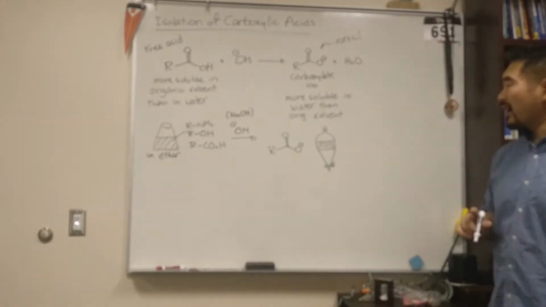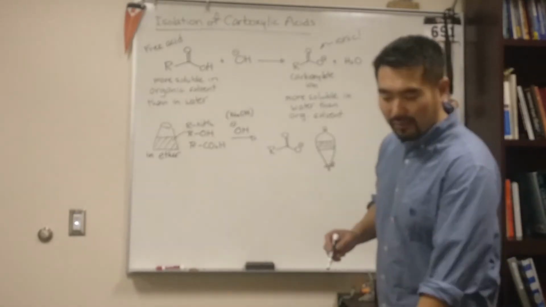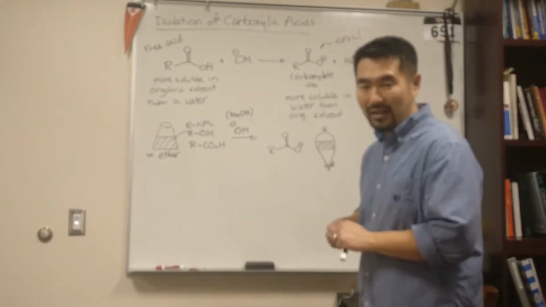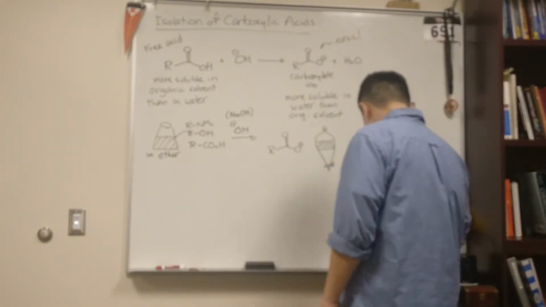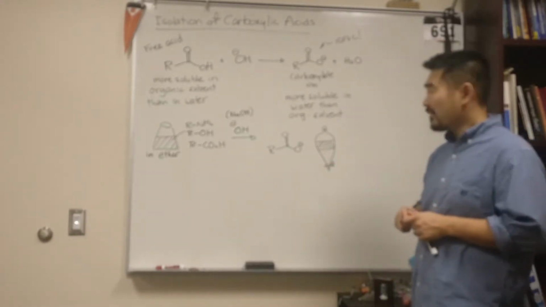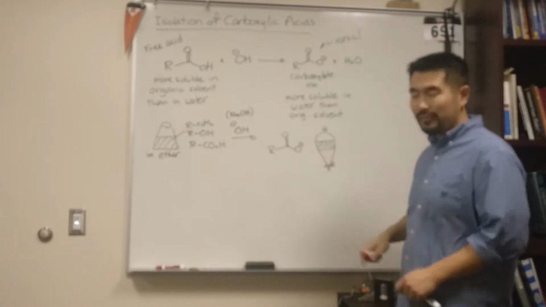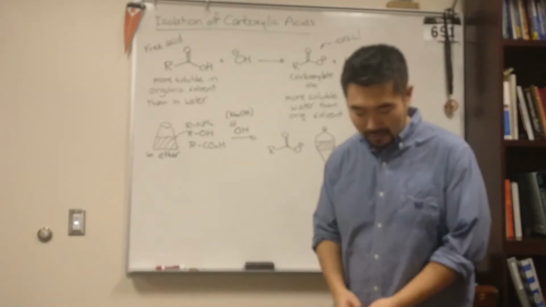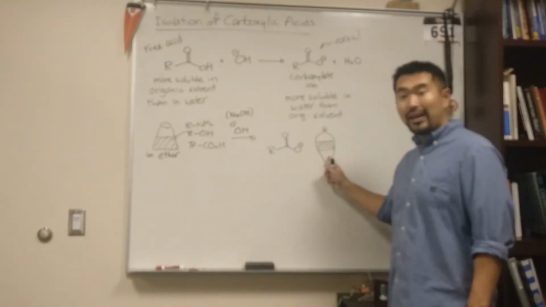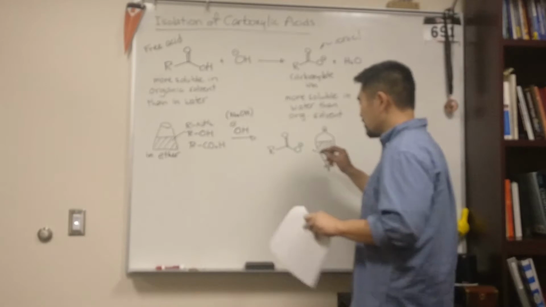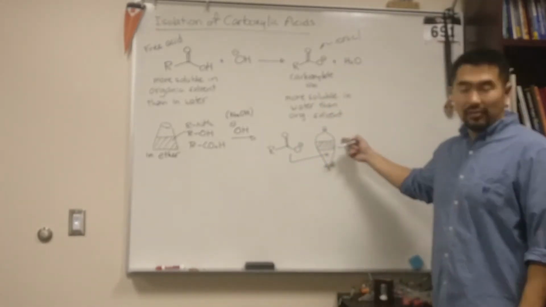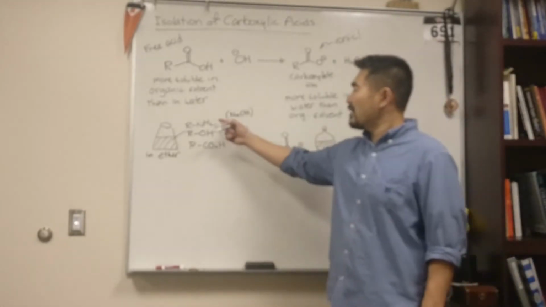Now, this carboxylate ion, I want you to think with me which layer it would go into. I don't have a blue marker, so I'm just going to use black for ether on the top and red for aqueous at the bottom for now. This would dissolve into your aqueous solution. And in the ether layer, we would have amine and alcohol.